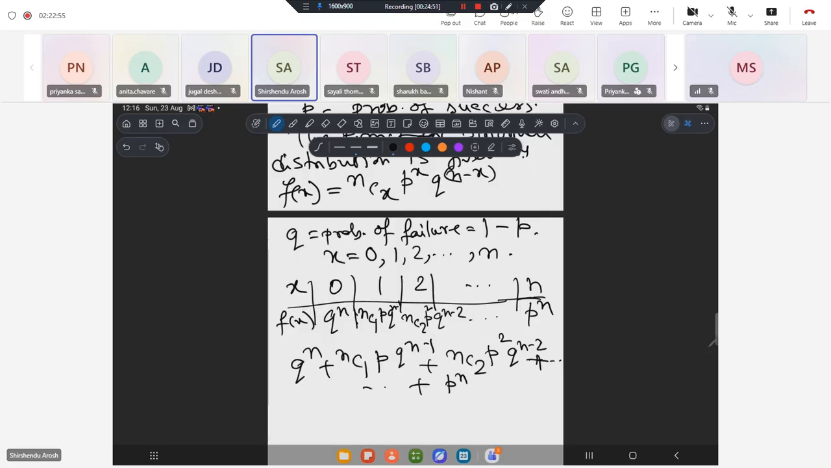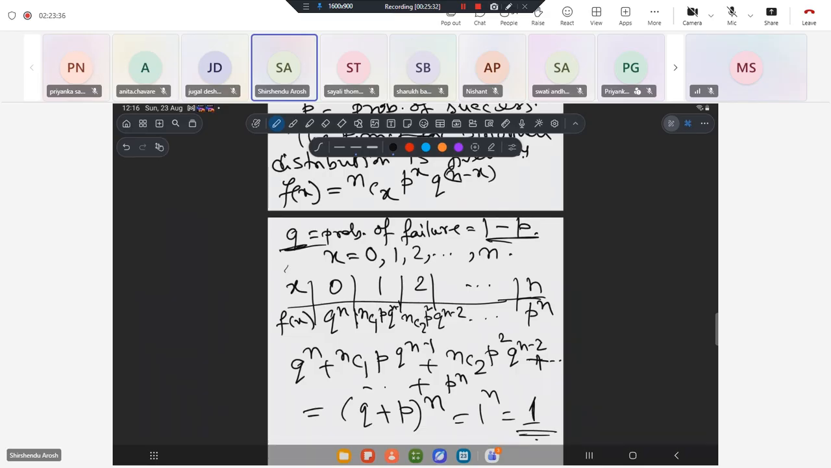Observe this: it is nothing but a binomial expansion, right? This is nothing but (q plus p) whole to the power n, and if we expand it, you will get these terms. So on the basis of this particular model, we are following this. And since q is equal to 1 minus p, q plus p is equal to 1, so 1 to the power n is eventually 1, which follows our basic definition of a PMF.